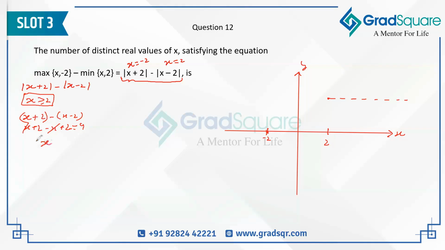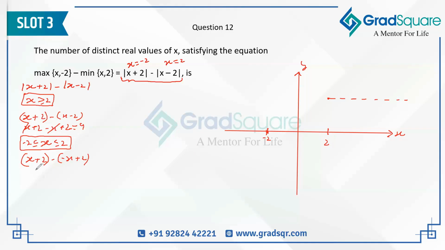Now look at the second region, x lying between minus 2 and 2. If I look at minus 2 to 2, then x plus 2, for any value of x greater than minus 2, is going to be positive. So I'm going to write x plus 2 over here. And then x minus 2, because the value of x is less than 2, will turn out to be negative. So I'm going to make it negative once I drop the modulus. So this is going to become what? Minus x plus 2.